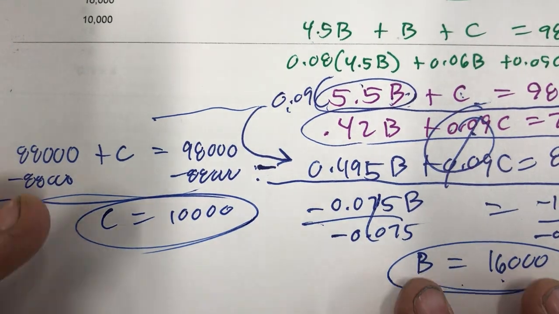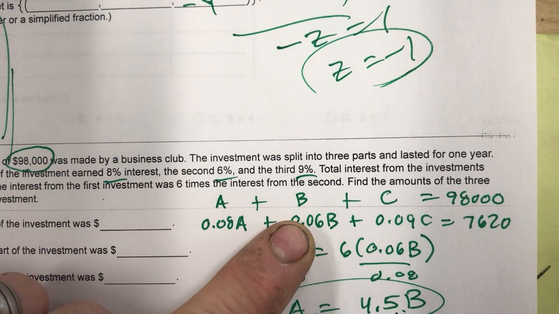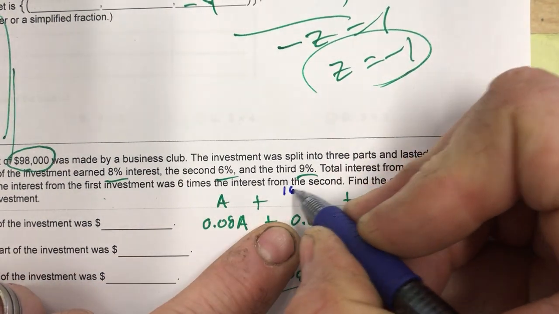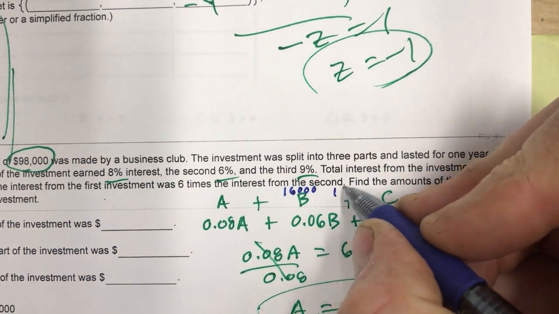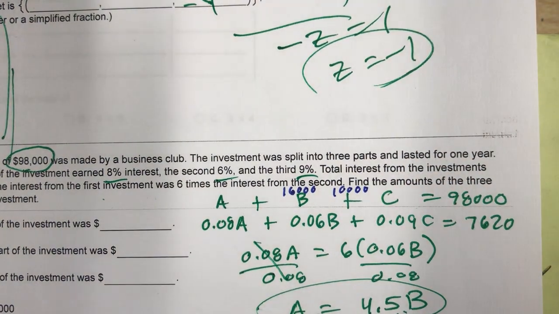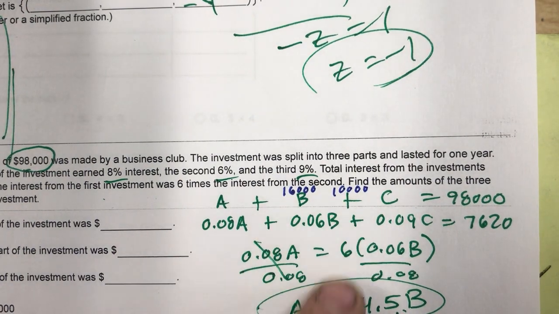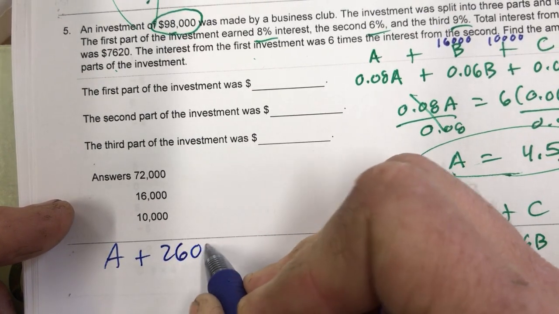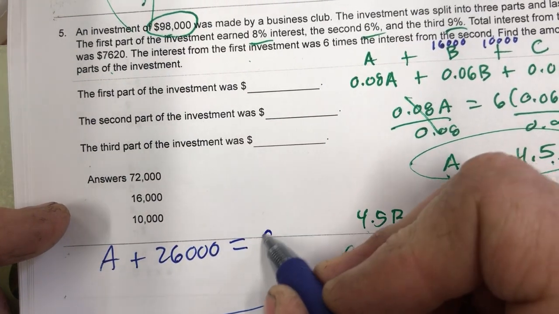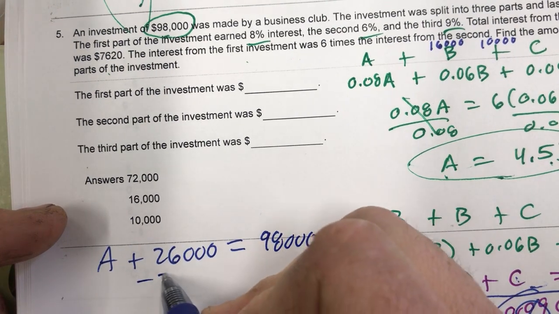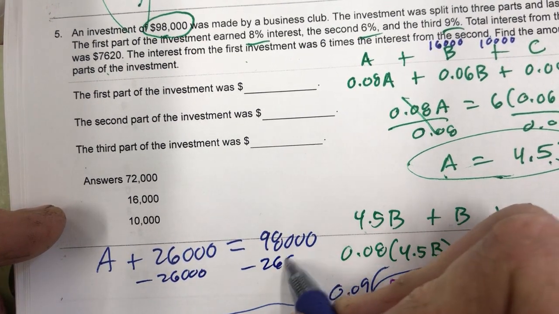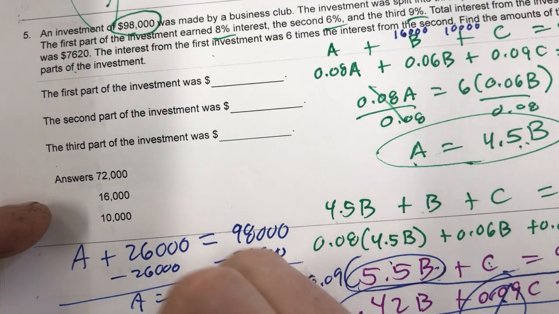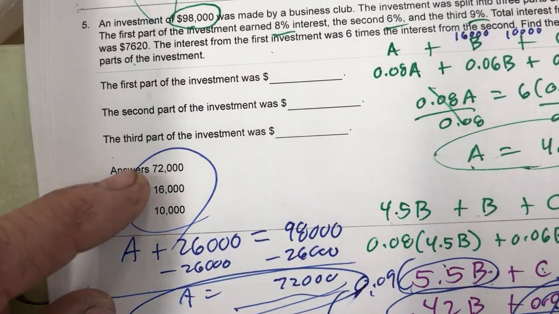And now what is A? All right, I'm going to go back to this original thing here. Okay, I don't know A, but I know B. We just figured that up. That's 16,000. This was 10,000. So 16,000 plus 10,000 is 26,000. So that means A plus 26,000 equals 98,000. And so I minus 26,000. And that's going to be 72,000. And there we go. We got every one of them.